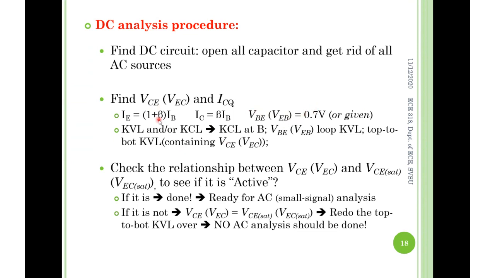IB is not zero. But we have two current gain equations here. Never forget to use them, just like the saturation current equation back in the MOSFET, right? There's something fixed there. You just copy and paste. Never forget to use it. Besides, what you can do is quite similar to the MOSFET again.